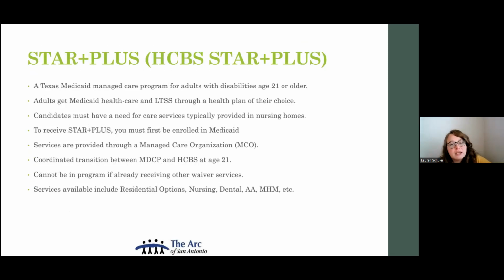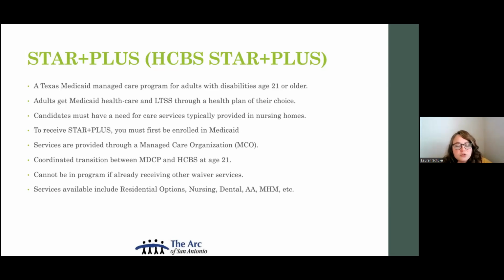And then finally, STAR Plus is another more specific program. It's a managed care program for adults with disabilities age 21 or older. And adults get Medicaid healthcare and long-term services and supports through a health plan of their choice. So if they're receiving STAR Plus, there's different managed care providers or managed care organizations that they can choose from who will give them these services.